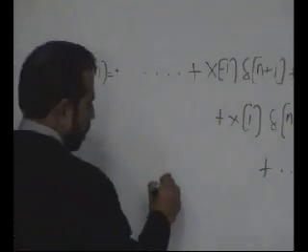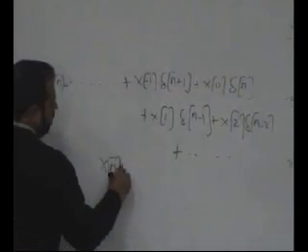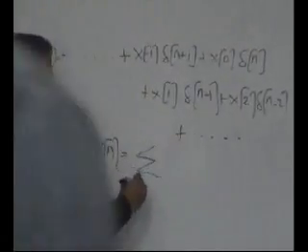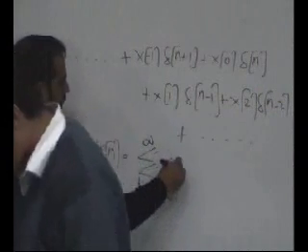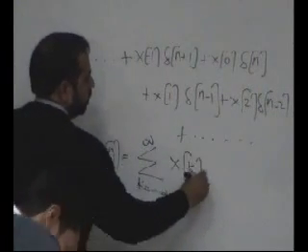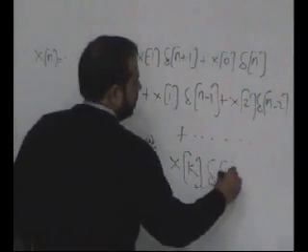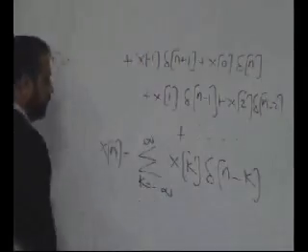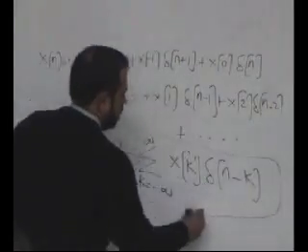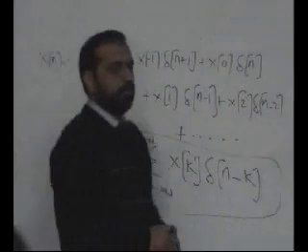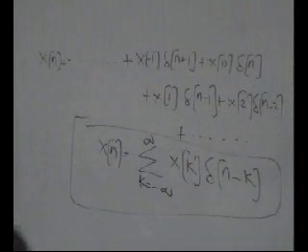And to put it in a closed form expression, you write it as a summation, k goes from minus infinity to infinity, x of k delta of n minus k. So this is the closed form expression for representing a discrete time signal.